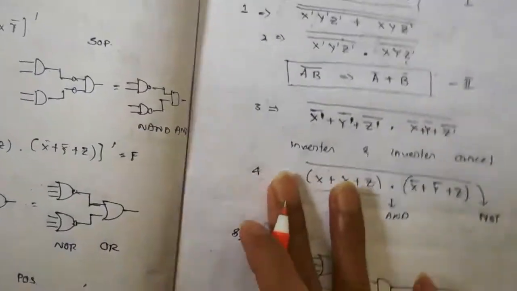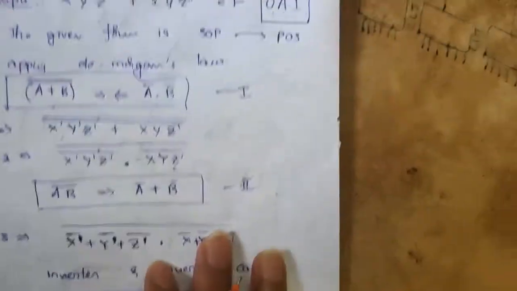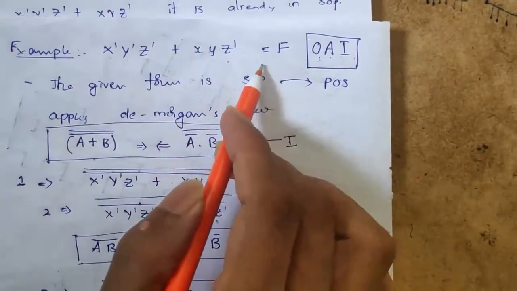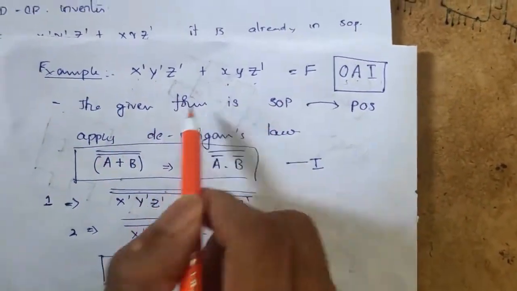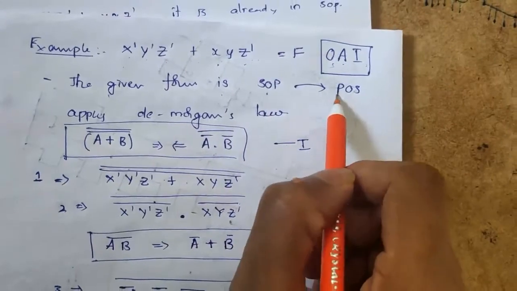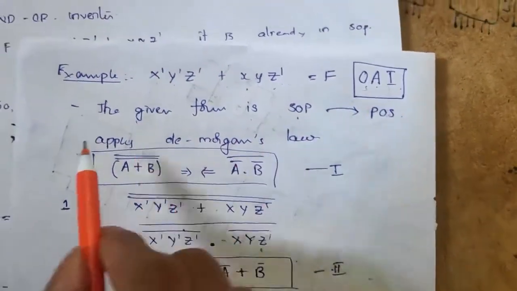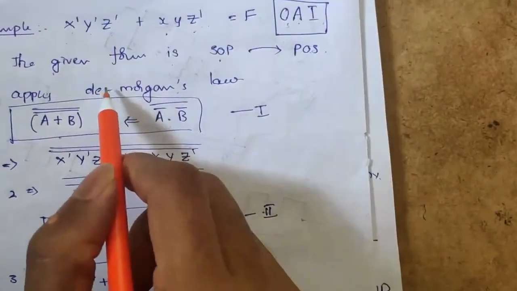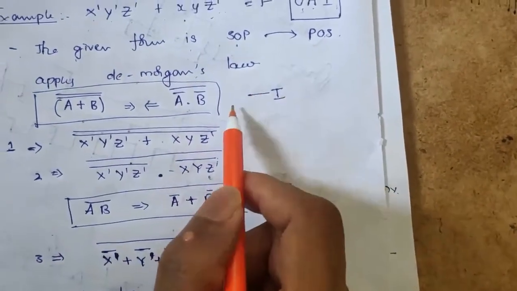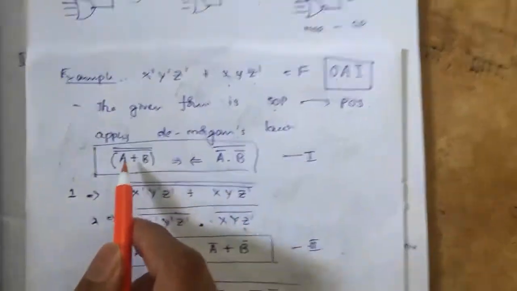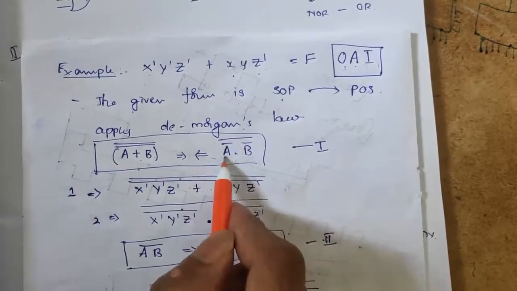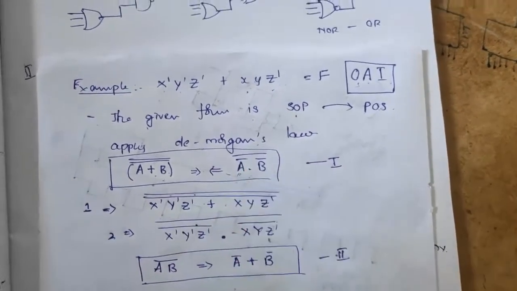For the first one, as we discussed here, there is an example, and I have taken the same example. This is already given in SOP form, so we need to convert it to POS. So apply De Morgan's law. Before doing this, you have to be thorough with De Morgan's law. What is De Morgan's law, and how is it implemented? I wrote a simple example here: you can take the double complement and share that complement with the AND gate. That means it is easy to understand.